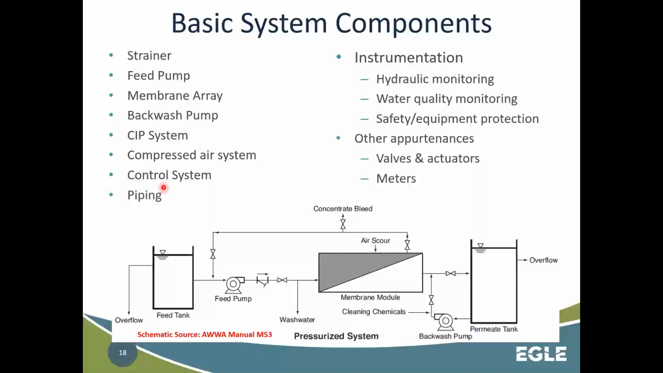Control system, piping. You're going to have instrumentation, so you're going to have pressure gauges, turbidimeters, and other water quality monitoring. There may be some safety or equipment protection instruments. Then other appurtenances, valves, actuators, meters, that type of stuff, of course.